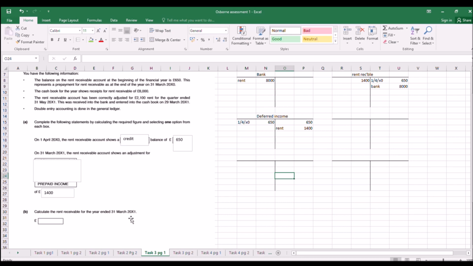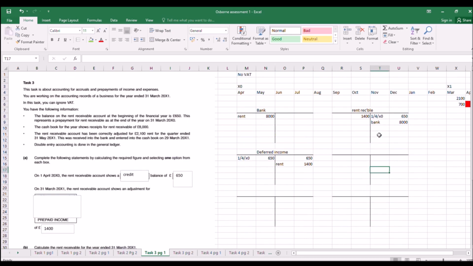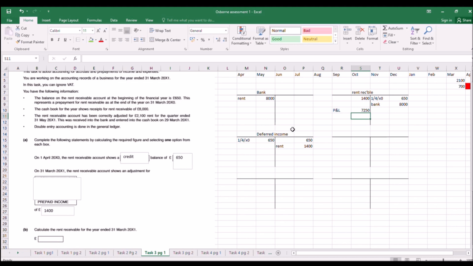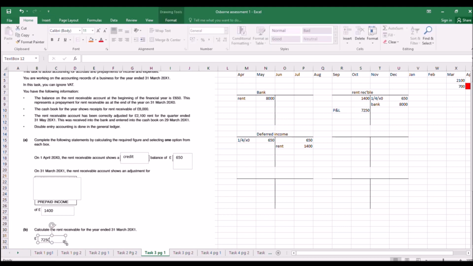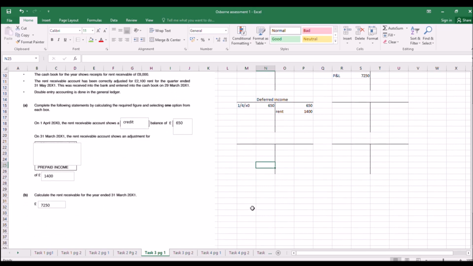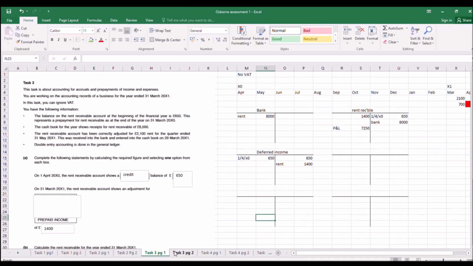Calculate the rent receivable for the 31st of March 2001. So what we're going to do here is close down our account and transfer it to the profit and loss account. So the P&L account in here is going to be equal to that plus that minus that. And that's what we're going to transfer, which was 7,250. Okay, so that was a nice question. No real thought going through there. What else have we got now?